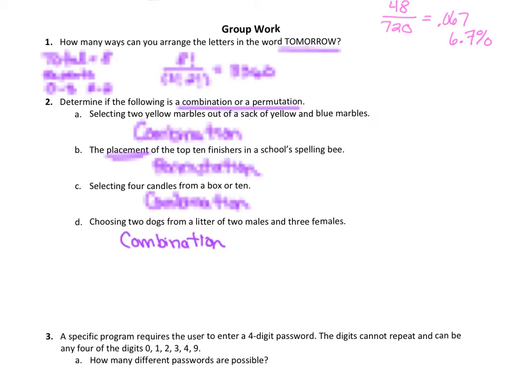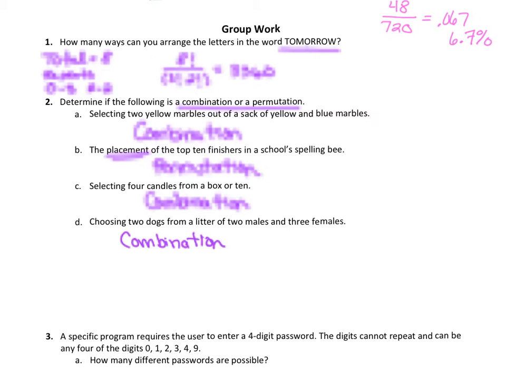Okay, for section 2, A, B, C, D, we were supposed to determine if it was a combination or a permutation. So A, when you're selecting 2 marbles, that's a combination, because it doesn't matter what order I pick, I'm just selecting 2. B is a permutation, because again, it's about placement. So the placement of the top 10 finishers of the spelling bee. So that's about 1 through 10, so order matters. So that's why that's a permutation.